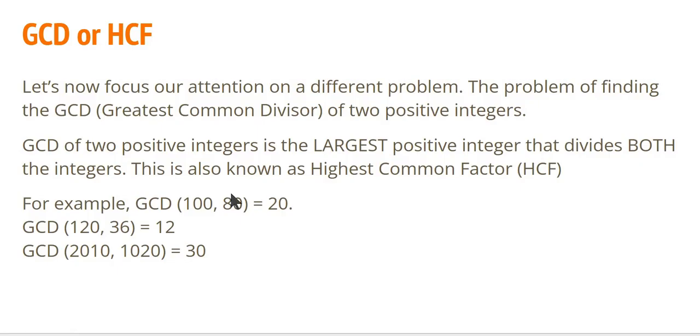The idea is very simple. For example, the GCD of 100 and 80 is 20 because 20 is the largest number that divides both 100 and 80. Any number more than 20 divides maybe one of the two, but not both. Likewise, for 120 and 36, the GCD is 12 because 12 is the largest number that divides both of them, so when I divide them, there's no remainder left, like a factor. So basically, highest common factor, the name is quite clear, or GCD. For 2010 and 1020, the GCD is 30 because no number more than 30 can divide both of them, leaving a remainder of 0. So that's the idea.